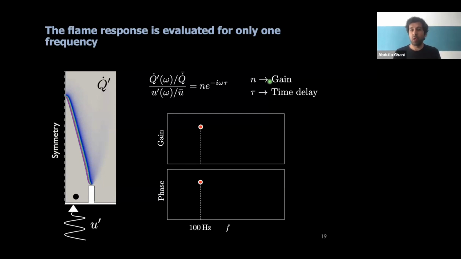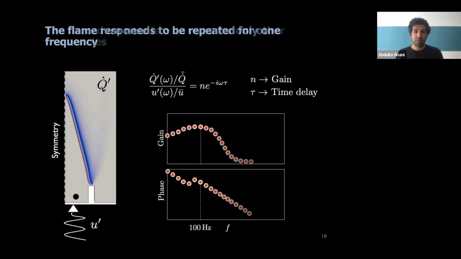We have evaluated now 1 single frequency. Perhaps for an experiment this is easy to do, but for a numerical simulation, if you want to access the entire frequency range, let's say from 0 to 800 hertz, you have to repeat this procedure 800 times to get this kind of information. Then we talk about the flame transfer function. Well, to be strict, that's the flame frequency response, but that's another topic.